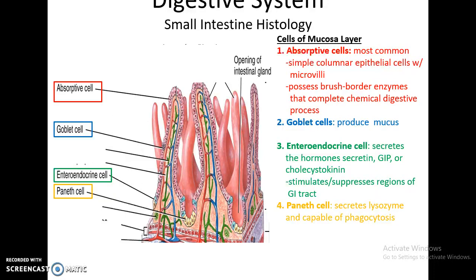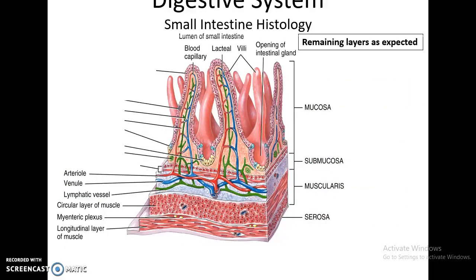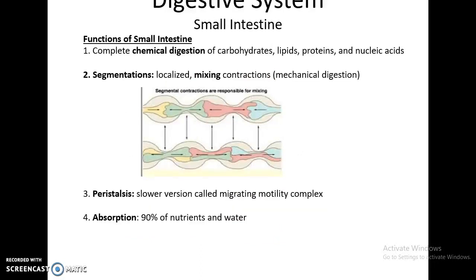And then there's the Paneth cells that secrete lysozyme, an antimicrobial agent, and the Paneth cells are actually also capable of phagocytosis in case any pathogens try to invade through the intestinal pits. The other layers, the mucosa, muscularis, and serosa, are basically as expected.